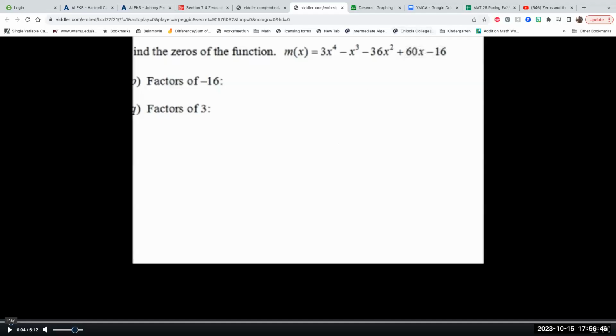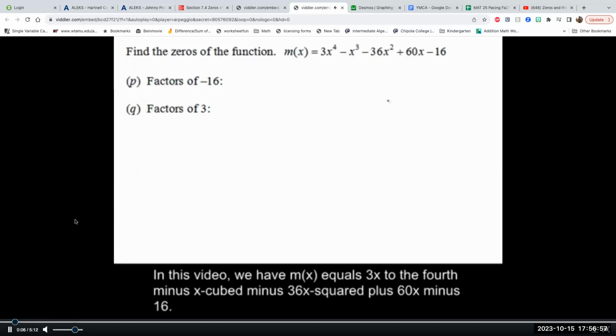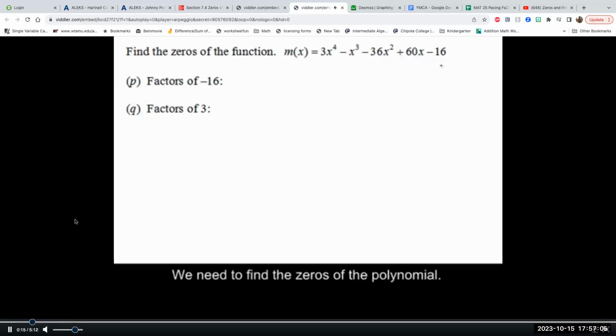All right, so here we're going to use the same idea to find the zeros of this function. And then I'm going to show you the shortcut after this. In this video, we have m of x equals 3x to the fourth power minus x cubed minus 36x squared plus 60x minus 16. We need to find the zeros of the polynomial.